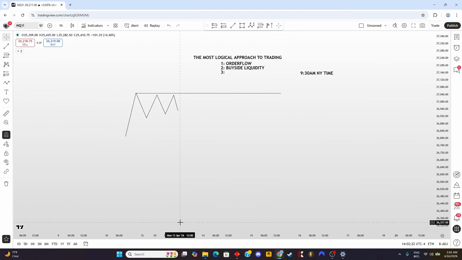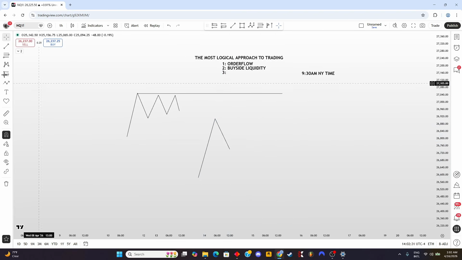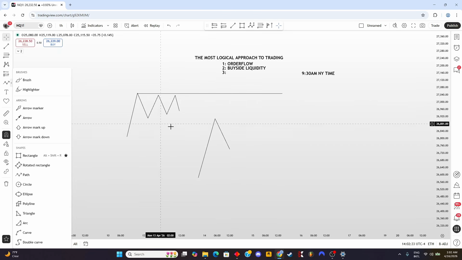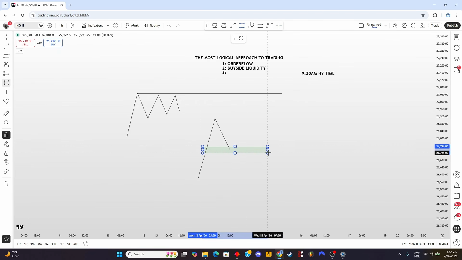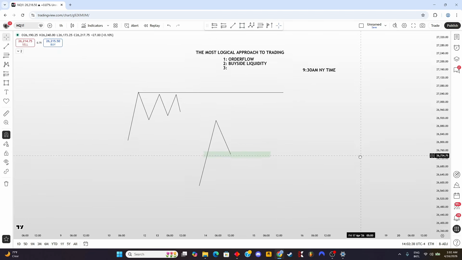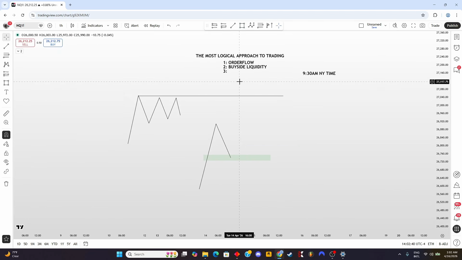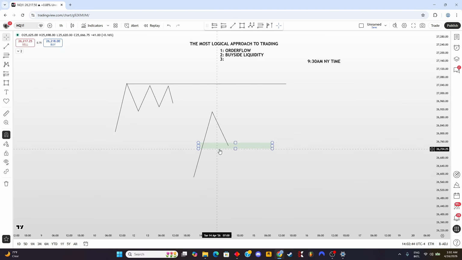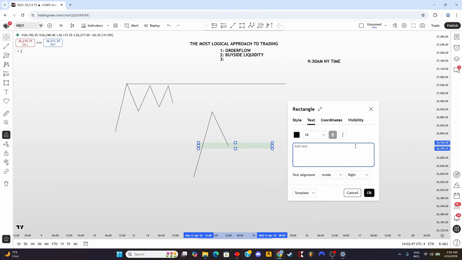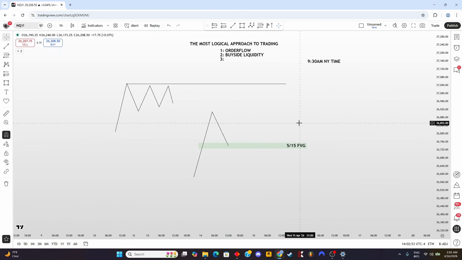So step number one, we are in a bullish order flow. Step number two, we have clear targets. Step number three, we create a 5 or 15-minute fair value gap, right, towards our draw on liquidity. So this is giving us a lot of conviction. Why? Because we are trading with the order flow direction. We have clear targets to the upside. And when we have a 5 or 15-minute fair value gap, right? So let me just do this real quick. Let's say we have this fair value gap.